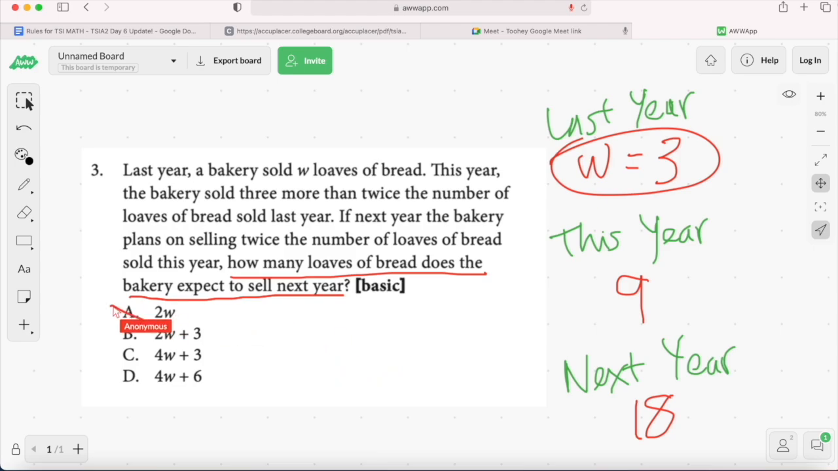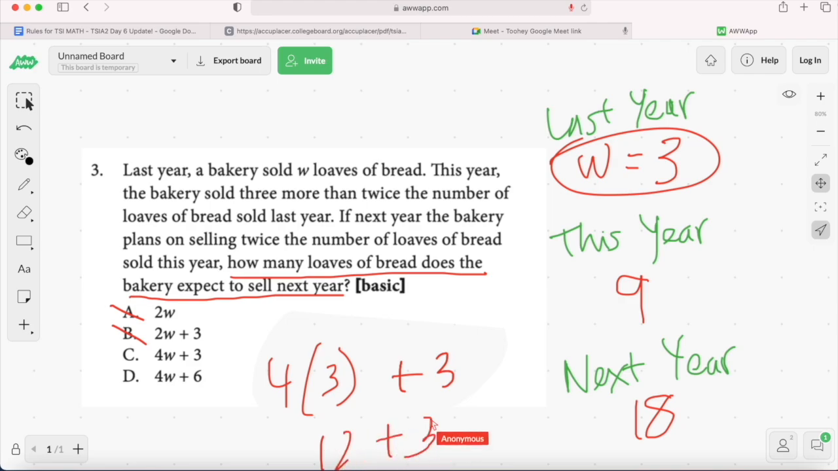That's gone. What about answer choice B? 2 times 3 would be 6, plus 3, that's going to be 9. What's answer choice B give us? 9, right? Because that's 2 times 3 plus 3. That's 6 plus 3. That's 9, not 18. Don't have to worry about it. Answer choice B is gone. What about answer choice C? No, it gives you 15. That's 15, right? Because it's 4 times 3 plus 3. That's going to be 12 plus 3. That's 15. Don't have to worry about answer choice C.